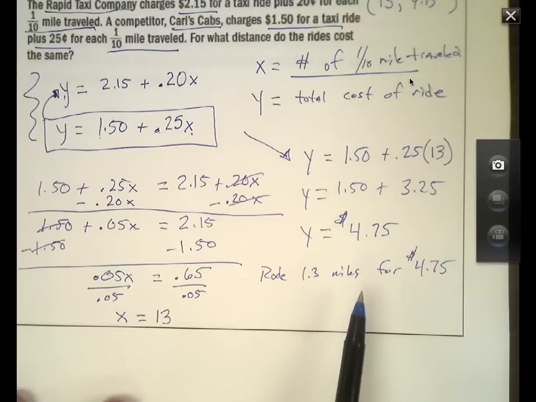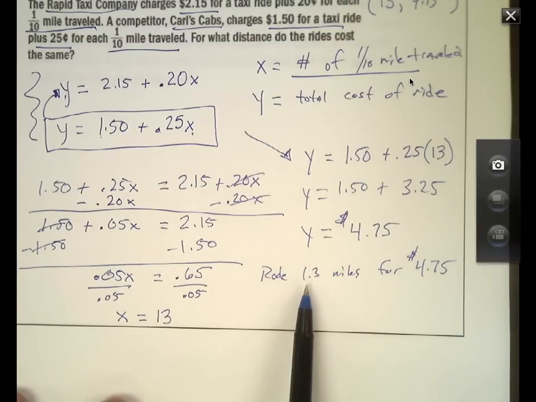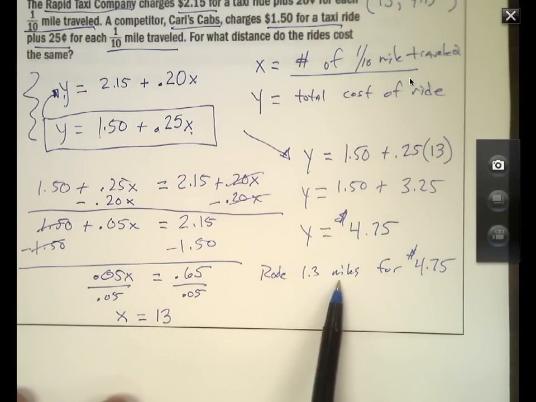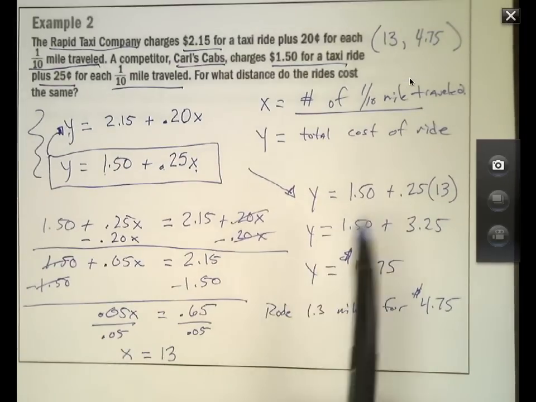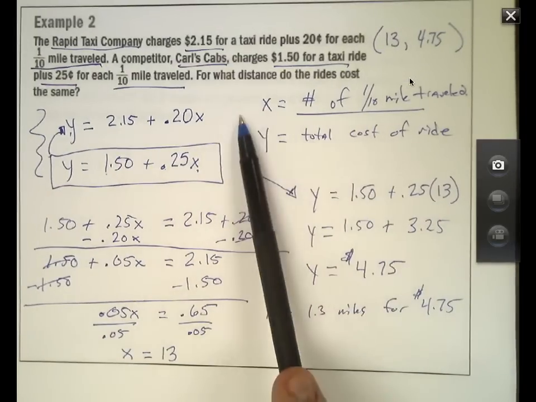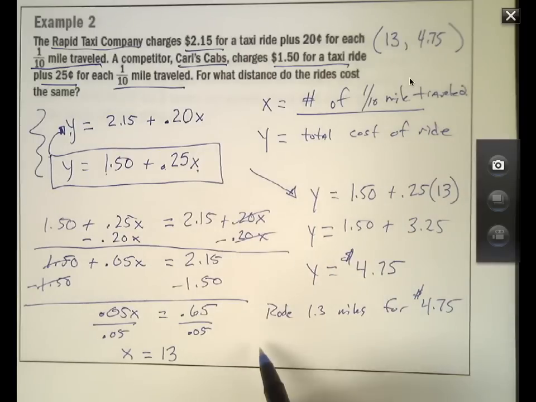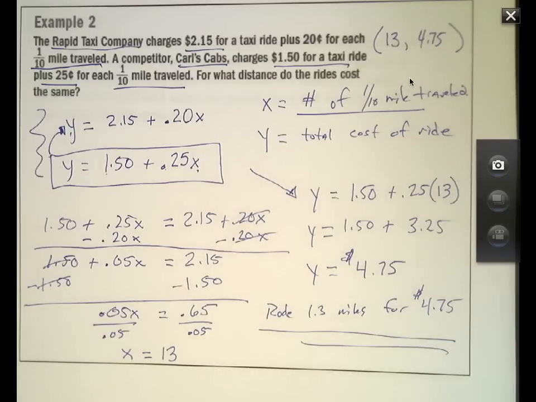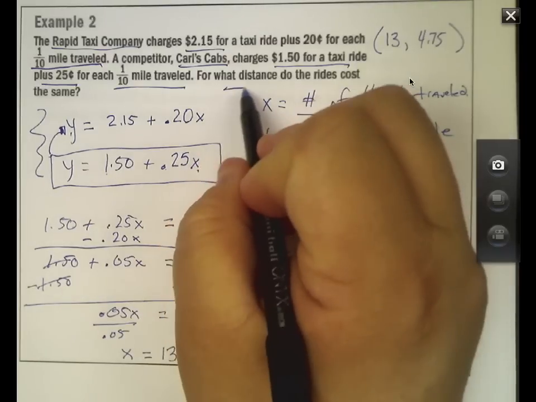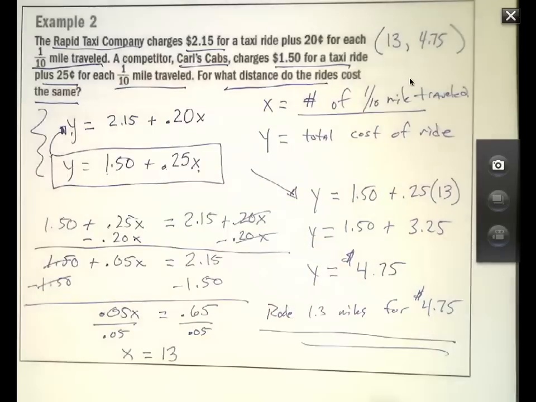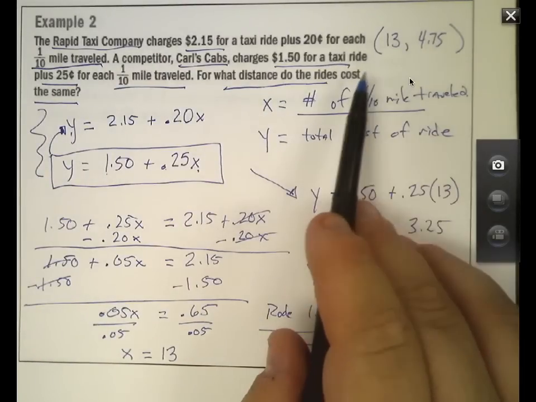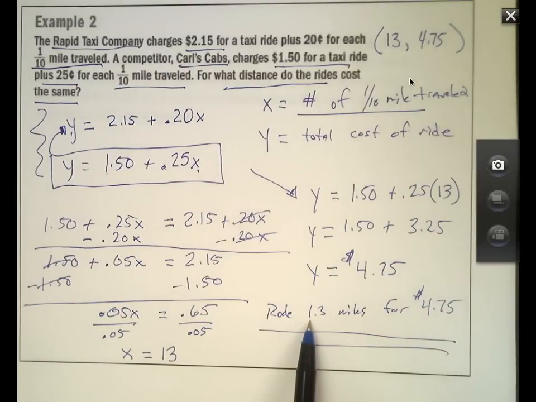That's the break-even point. So, if you only had to ride for 1.3 miles, it doesn't matter which company you picked, okay? Carl's Cab or Rapid Taxis, that price is going to be the same for both. Okay, that was the question. For what distance do the rides cost the same? Well, for 13 1/10 of a mile, so at 1.3 miles, it costs $4.75 for both.